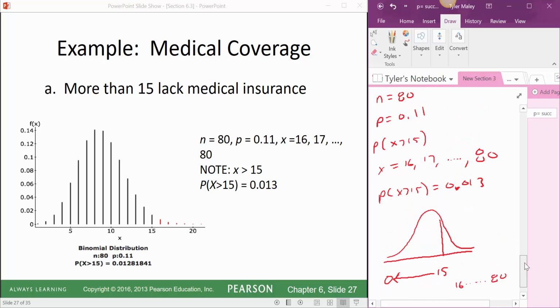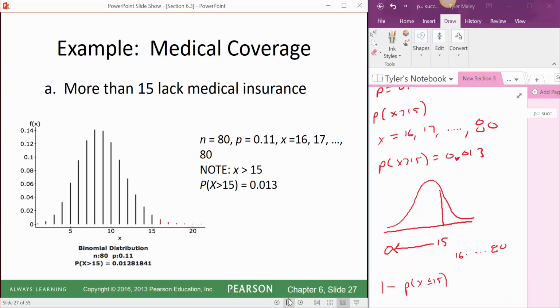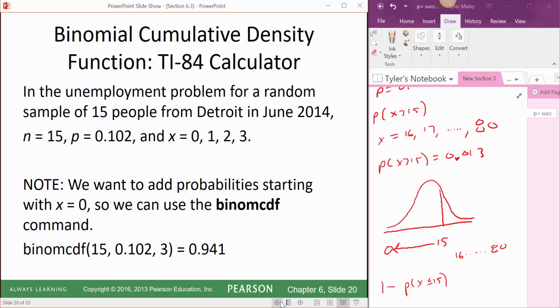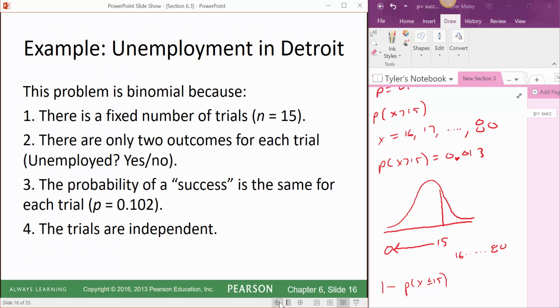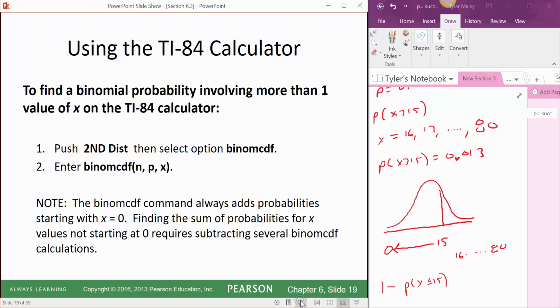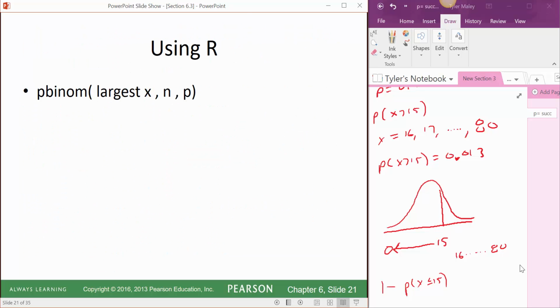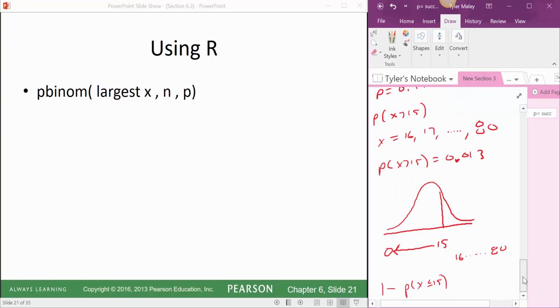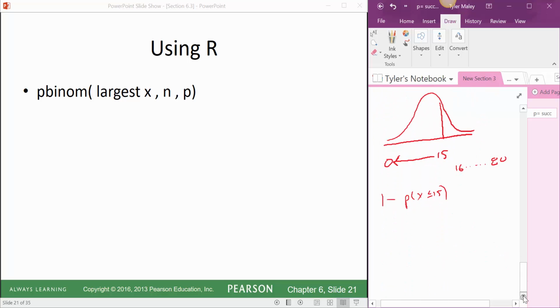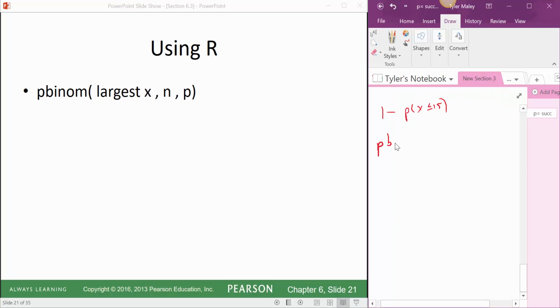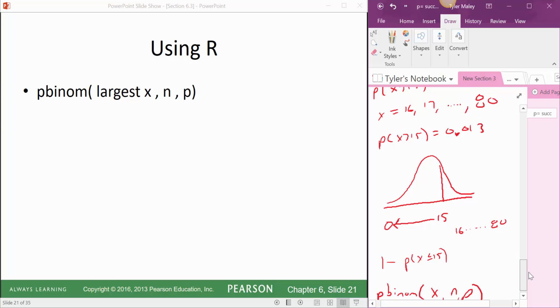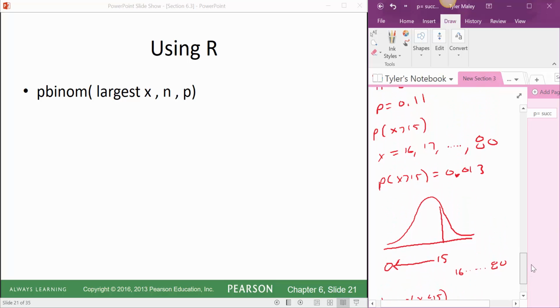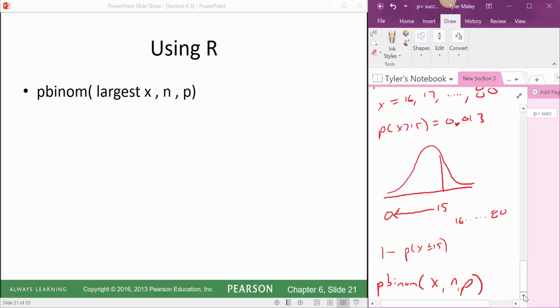If you go to previous slides, I told you how to do this in R. Oops, I went too far. So in R, we want to use the pbinom command. So pbinom, and you put the largest x, the n, and then the p. So if I want to find that area, I can do this using R.